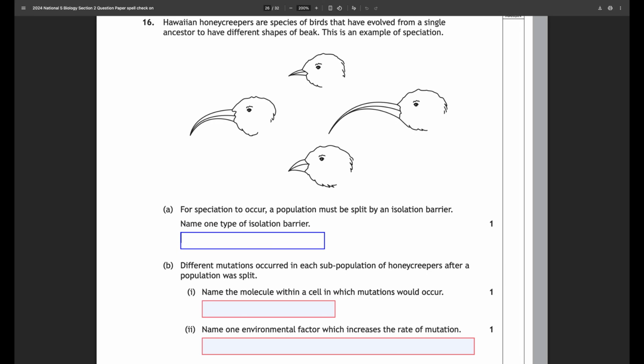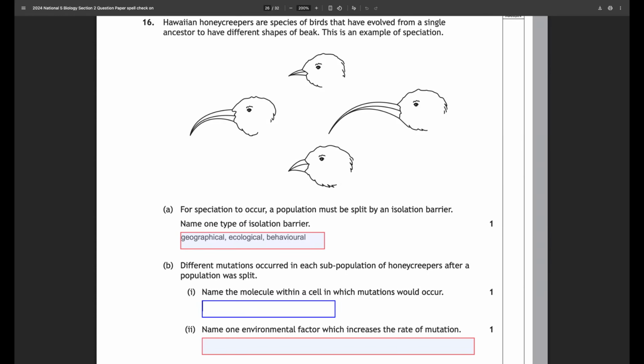Okay, question 16. We're almost there, folks. Hawaiian honey creepers are species of birds that have evolved from a single ancestor to have different shapes of beak. This is an example of speciation. For speciation to occur, a population must be split by an isolation barrier. Name one type of isolation barrier. Again, this is just memory work, right? So we're looking for geographical, ecological, or behavioural. You don't have to put all of these, just whichever one you can remember. But it's useful to have one or two in the bag just in case your mind goes blank on the one that you have memorised. Okay, so yeah, one of those.